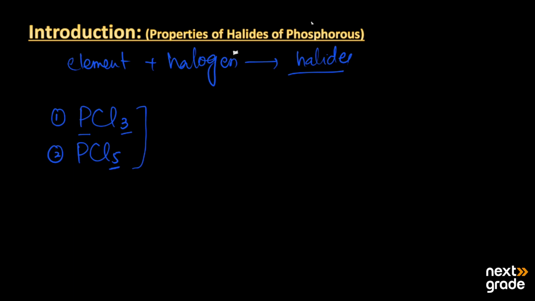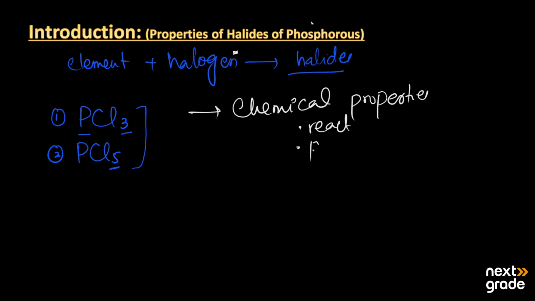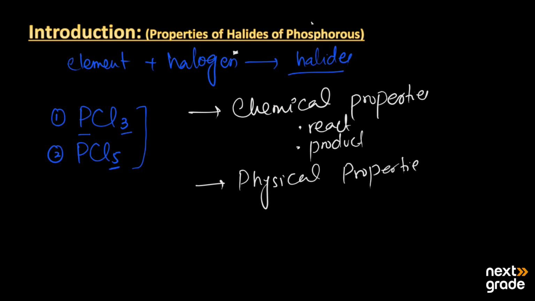So here we will discuss its properties. The properties are of two types. The number one is chemical properties, that is, how they react with other substances and what type of products are formed. And the second type is the physical properties, in which we will tell about their melting point, boiling point, density, etc. So let's start with the properties.